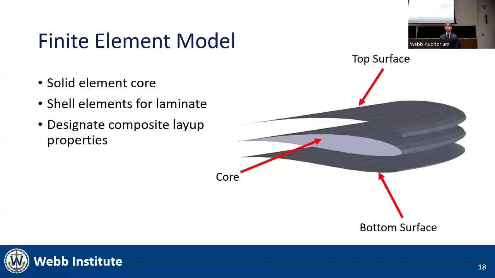To create our finite element model within SolidWorks, we first start with a solid element core, then we bond shell elements throughout the top and bottom surfaces of that solid element.